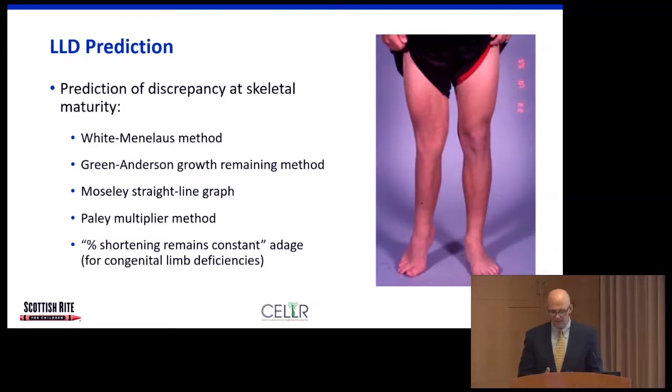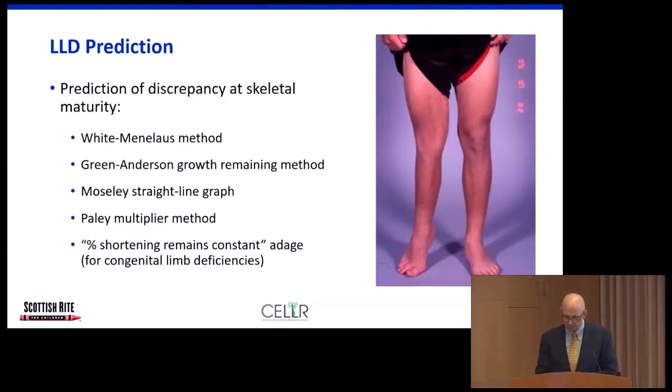So predicting what the discrepancy at skeletal maturity is going to be is really the most important thing that we do, because that's what families want to know. Okay, Tommy or Susie is 5 and has a 1 centimeter leg length difference. Is that 1 centimeter leg length difference going to stay 1 centimeter until they're done growing? Or is that going to get worse? And if it is going to get worse, what is it going to be? Because what it's going to be at skeletal maturity will have a significant effect on what we recommend during that time period, from the time that they're 5 to the time that they're done growing.